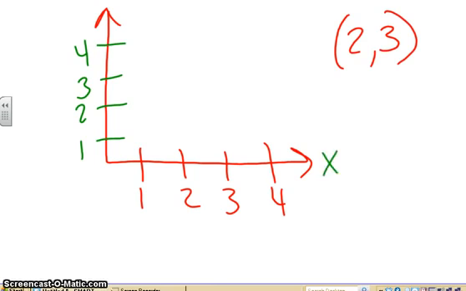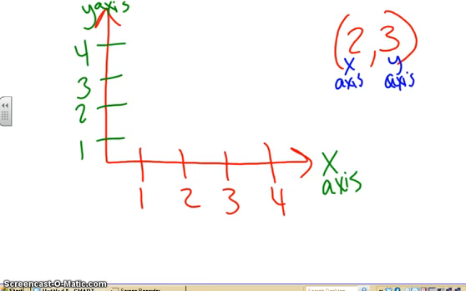Well, we know the bottom line again is the x-axis, and we know the sideline again is the y-axis. And when we're looking at our coordinate points, we always remember the first number represents the x-axis and the second number represents the y-axis. Because x comes before y, and you have to go down the runway before you can fly. So 2, 3. I go over 2, and then I go up 3, and that's where I put the point.